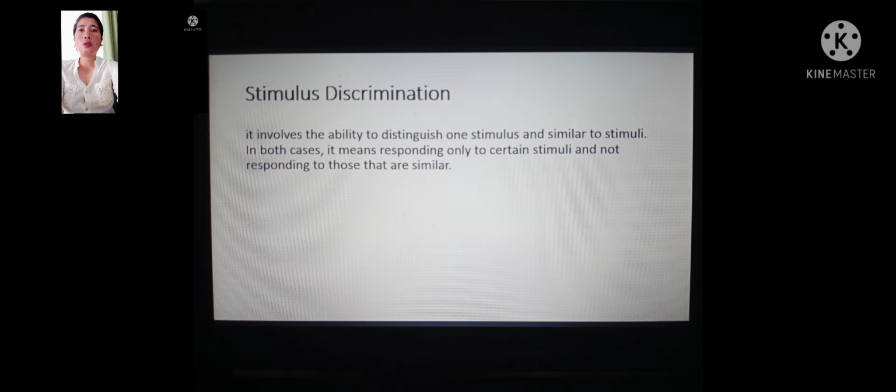So the next principle of classical conditioning is stimulus discrimination. Stimulus discrimination involves the ability to distinguish one stimulus from similar stimuli. In both cases, it means responding only to certain stimuli and not responding to those that are similar. So for example, whenever you come home from work, the first thing you do is feed your dog.